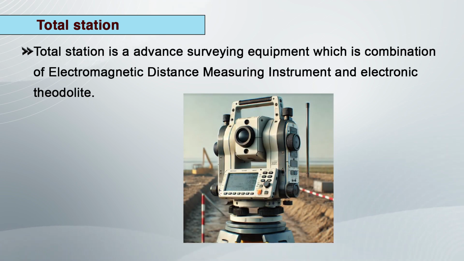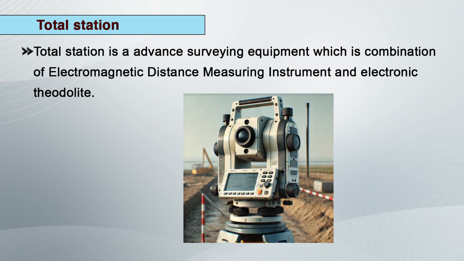Total station is an advanced surveying equipment which is a combination of electromagnetic distance measuring instrument and electronic theodolite. It is also integrated with a microprocessor, electronic data collector and storage system. The instrument can be used to measure horizontal and vertical angle as well as sloping distance of an object to the instrument. While electronic distance measurement instruments are primarily designed for measuring distance, angle measurement is typically performed using instruments like total station, which combine EDM capabilities with an angular measurement tool.